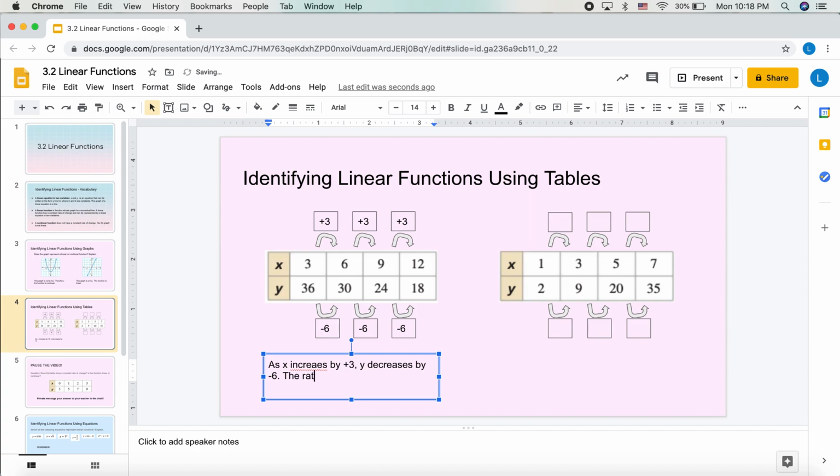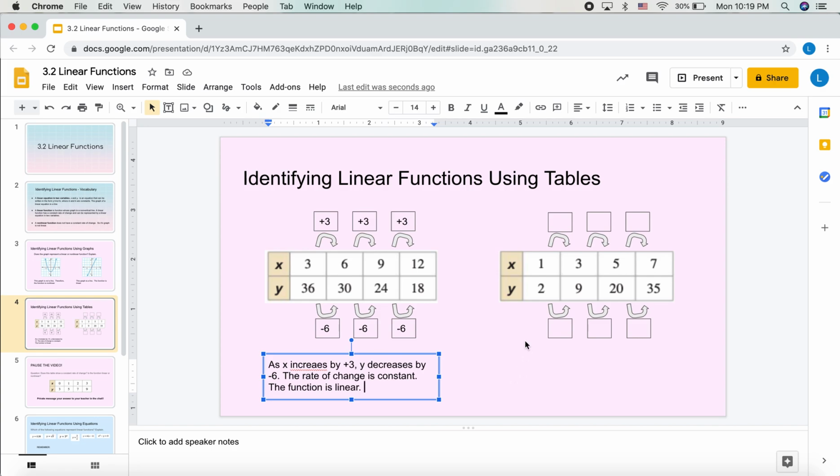That means that the rate of change is constant. So the rate that x is changing and the rate that y is changing is constant every time. It is the same every time. That is what constant rate of change means, is that the x value is changing by the same amount every time, and the y value is also changing by the same amount every single time. So since the rate of change is constant, the function is linear. The function represented by the table is linear.